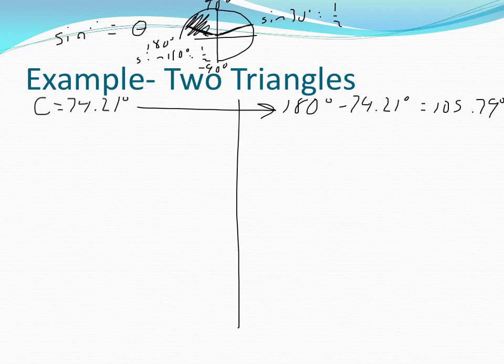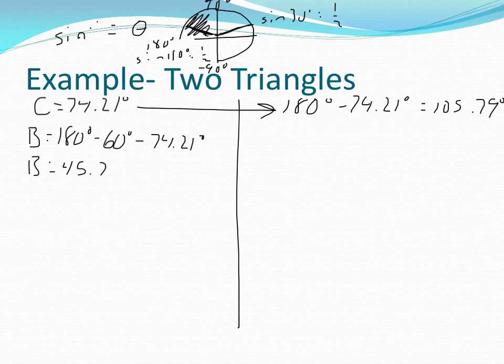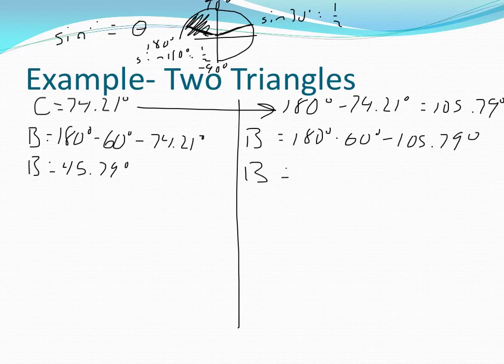So let me solve for the other parts of the two triangles separately. The third angle B can be found by subtracting the two known angles from 180 degrees. A is 60. The first possibility for C is 74.21. So that means angle B in the first triangle is 45.79 degrees. In the second triangle, angle B can also be found in the same method, but you're just using the other possibility for angle C. In the second triangle, angle B is smaller, 14.21 degrees.